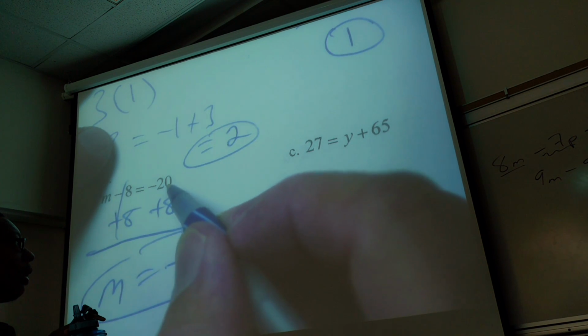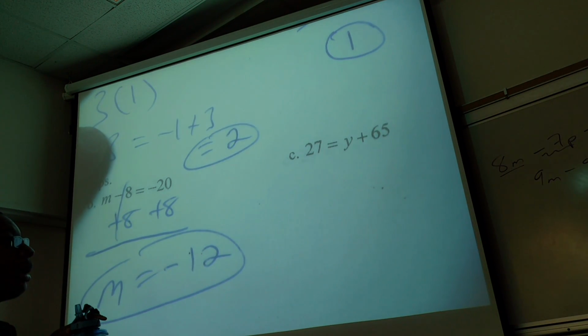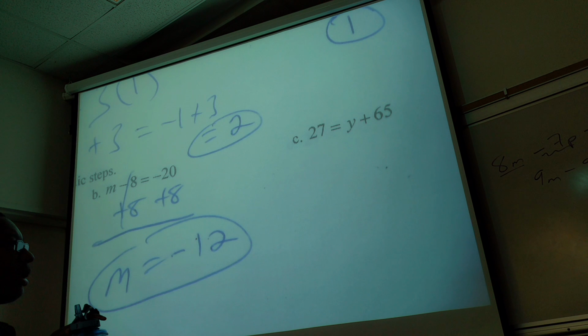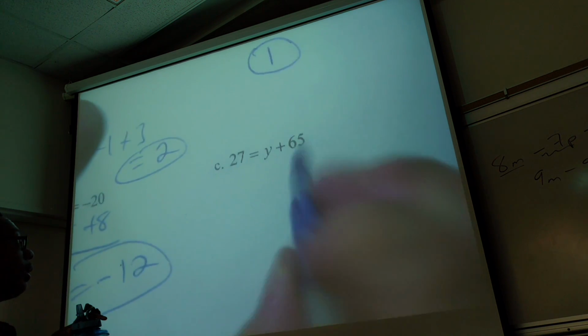So if you have a negative number and you add, you're going to become less negative. If you have a negative number and subtract, you're going to become more negative. There's a lot of ways to look at this stuff. And then finally, one more.